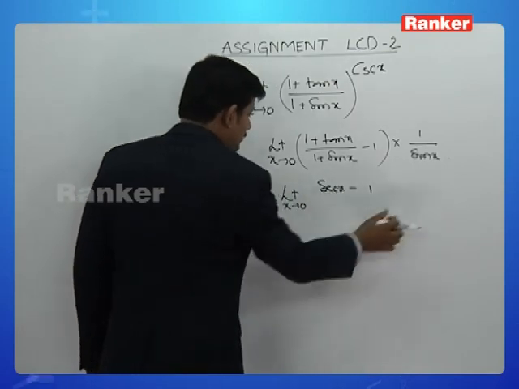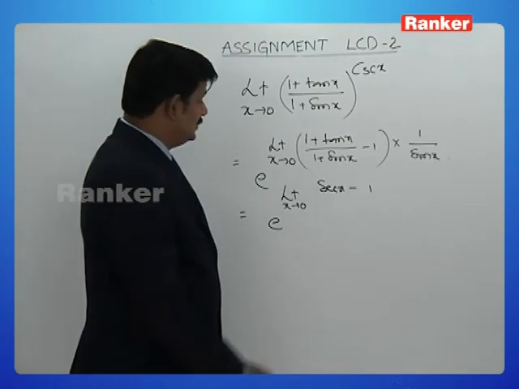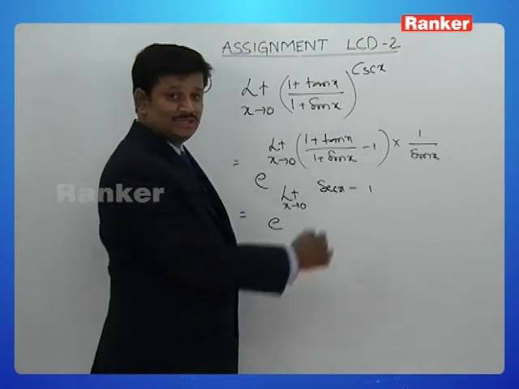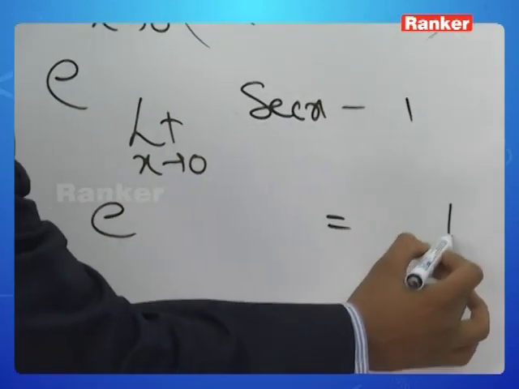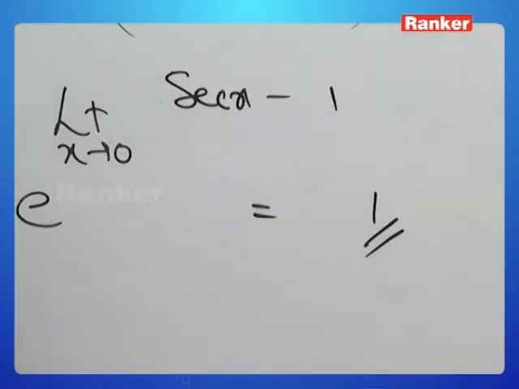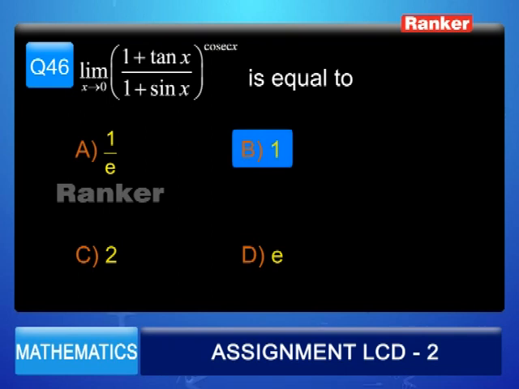So, our limit is limit x tending to 0 of secant x minus 1, which is 0. So, this is e power 0, which is 1. The answer for this question is 1, which is option B.